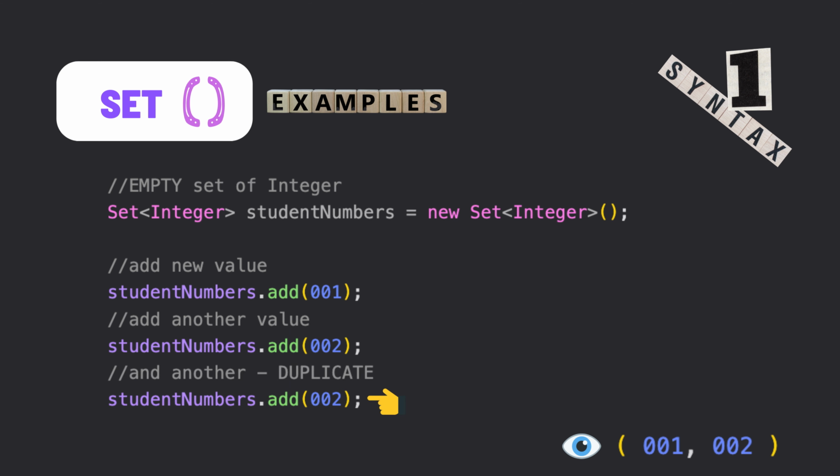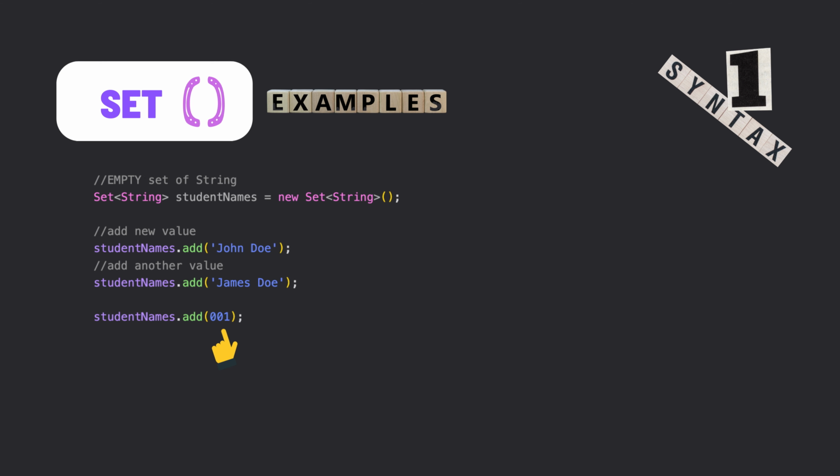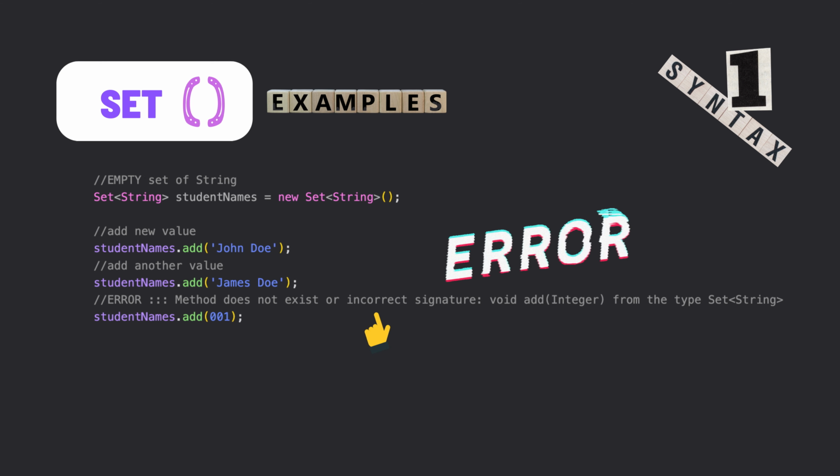Now let's add a duplicate value. Coming back to the graphic, it appears that there are no duplicate values in our set. This is because set doesn't allow duplicate values. Here's an example of adding an incorrect data type value, which will result in an error.